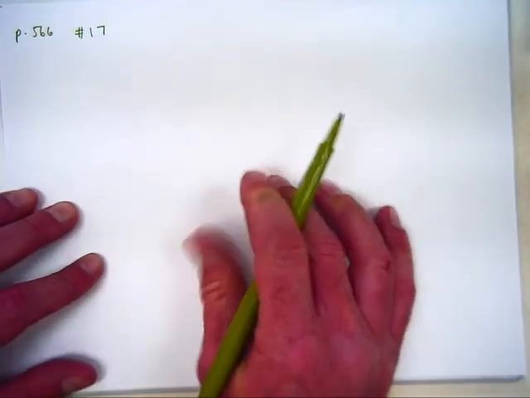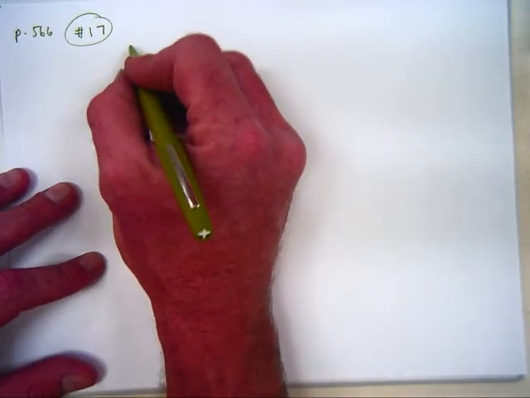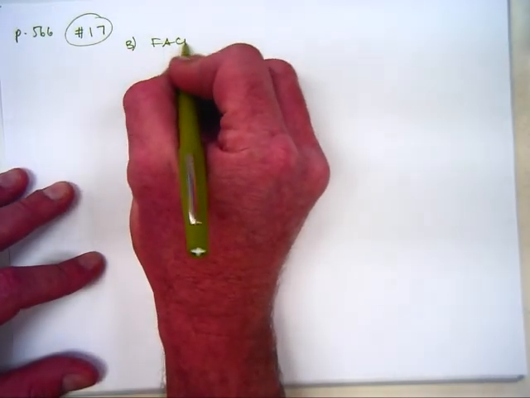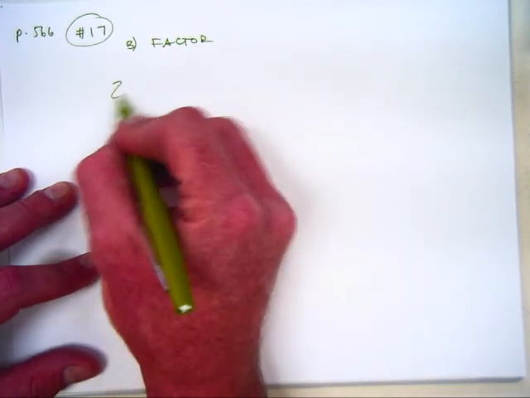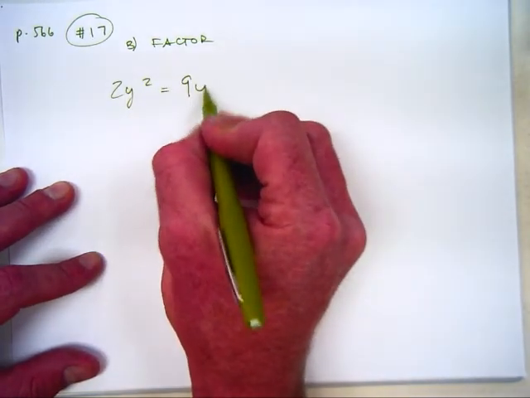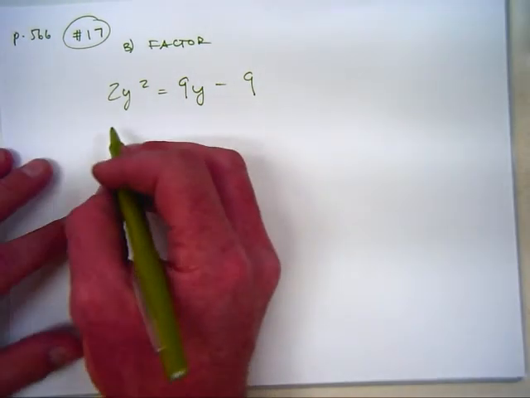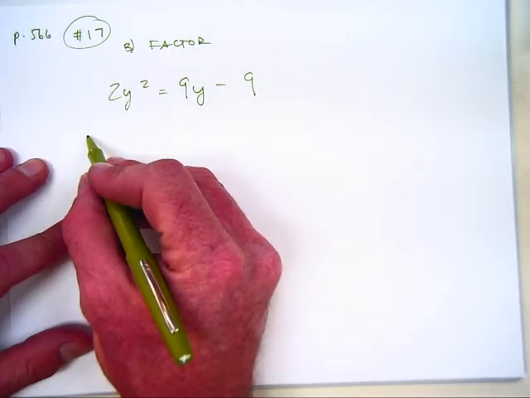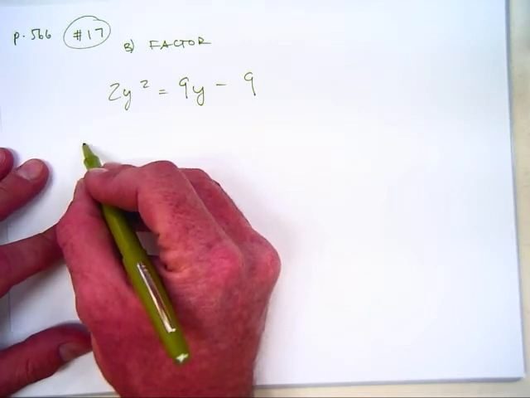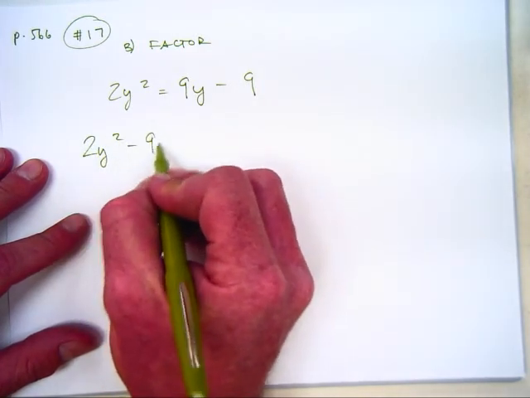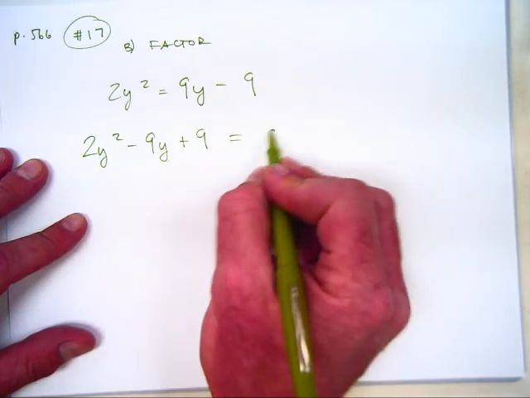Let's look at that again, page 566, number 17, by factoring. This time we are going to factor it. So I have 2y squared equals 9y minus 9. To factor, I get everything over to one side, set it equal to 0. So we got 2y squared minus 9y plus 9 equals 0.